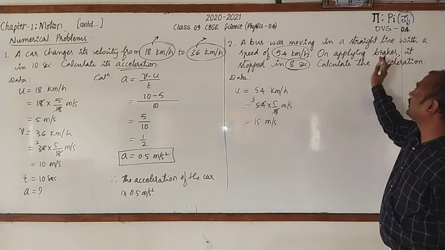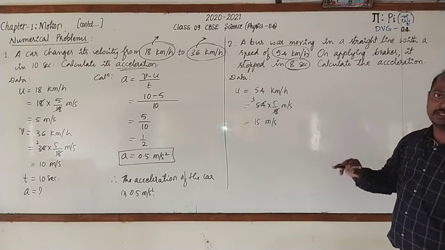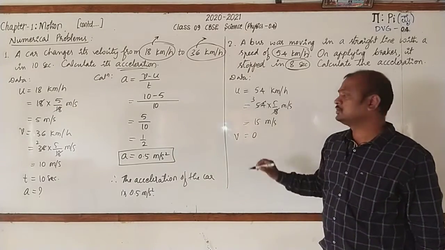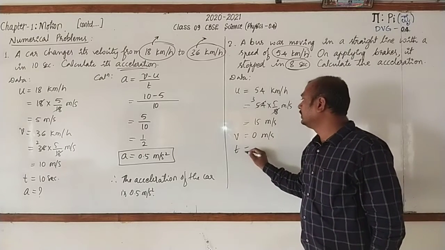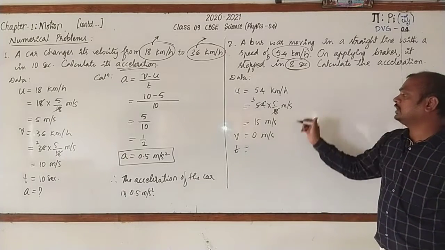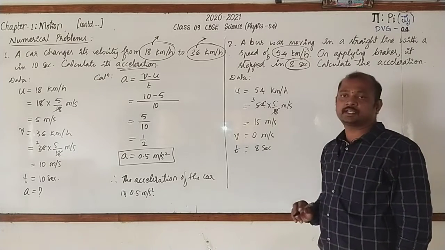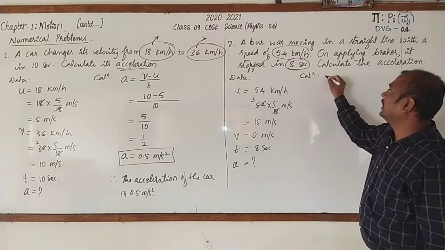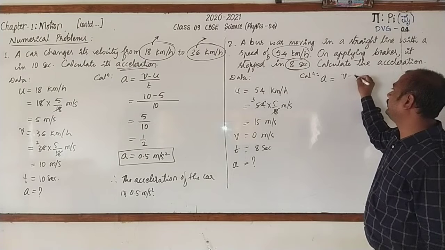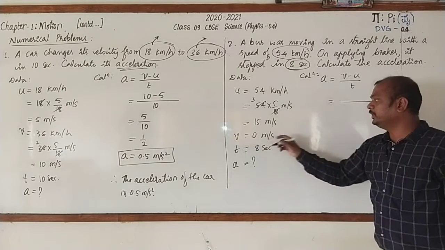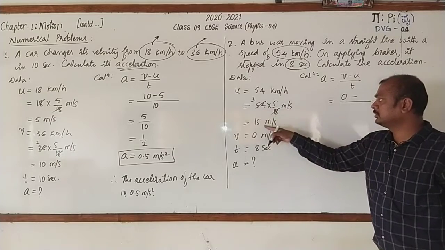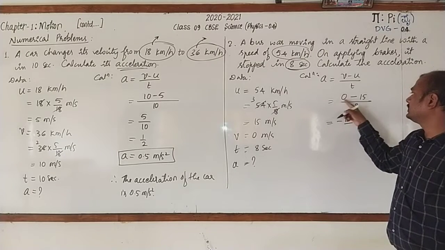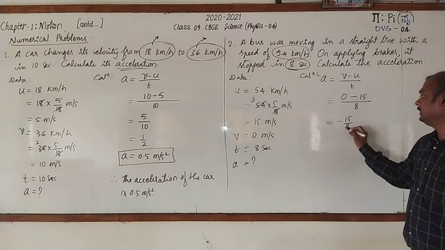What about the final velocity? That is, on the application of the brakes, it has come to rest. When it comes to rest, the velocity will be 0. 0 meter per second. And to come to rest, it has taken 8 seconds. Time is 8 seconds. You are going to find out acceleration. Calculation. Acceleration formula is a equal to v minus u by t, where v is 0 minus u is 15 and time is 8. It is 0 minus 15, minus 15 by 8.